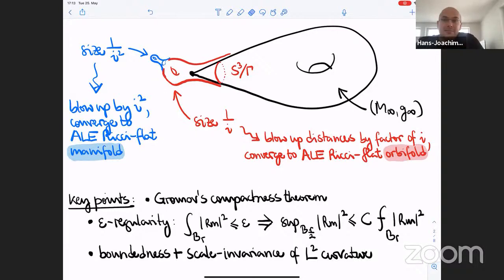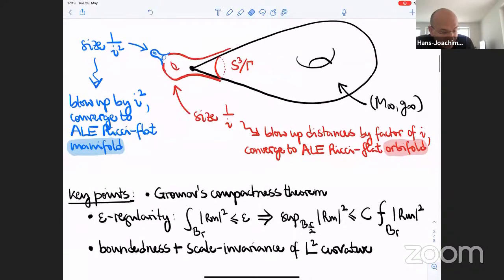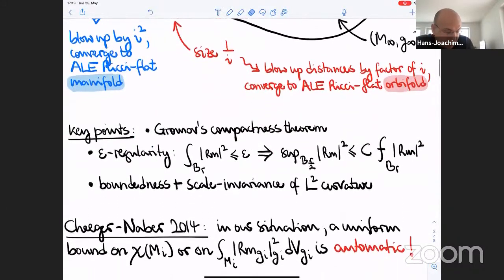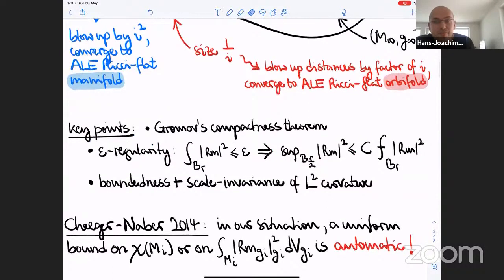Nevertheless, there's been a huge amount of very technical work done on these compactness questions for sequences of Einstein manifolds in higher dimensions. And to my mind, at least, the pinnacle of this development was the result of Cheeger and Naber in 2014, which states something vastly more powerful and more general, but specialized to our situation.